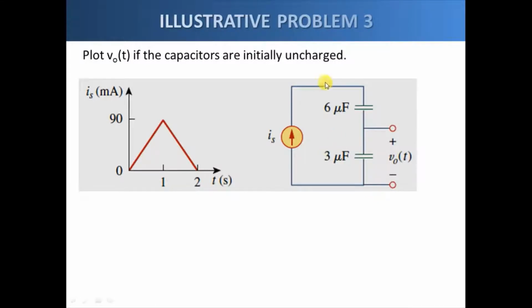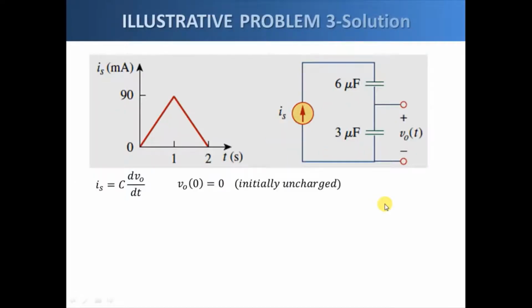Now, in our third example, we have 2 capacitors, 6 microfarad and 3 microfarad in series, and flowing towards the series combination is the current I sub S, defined as this graph. And then we're being challenged to find what is the voltage across the 3 microfarad capacitor. Since we know that the current through the capacitor is related to the time rate of change of the voltage across it, we have I sub S equals C dVO over dT, where V sub O is the voltage across the 3 microfarad capacitor.